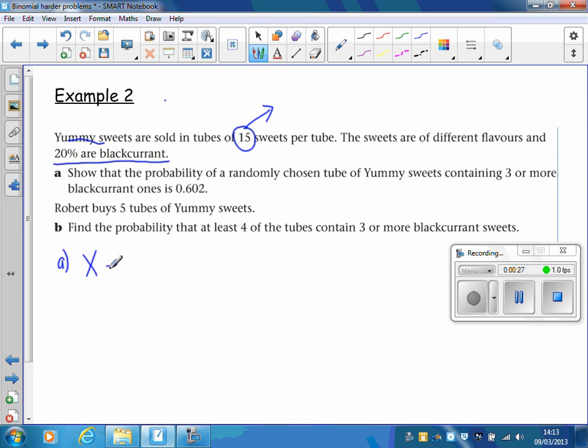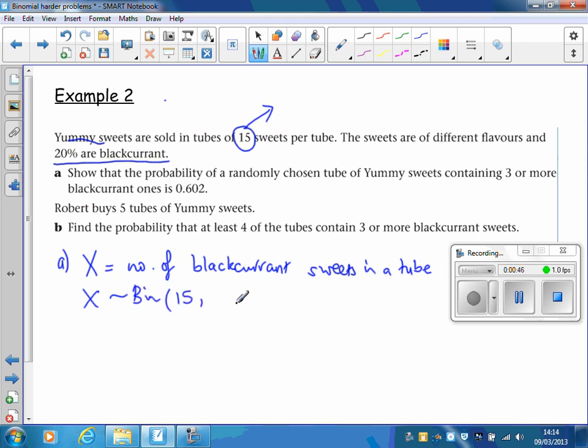If we let x equal the number of blackcurrant sweets in a tube, and the tube contains 15 sweets, so we know that x has a binomial distribution where n is 15, and the probability of success, in this case getting a blackcurrant flavoured sweet, is 0.2. And the question says, what's the probability that the number of blackcurrant sweets is 3 or more? So x greater than or equal to 3.